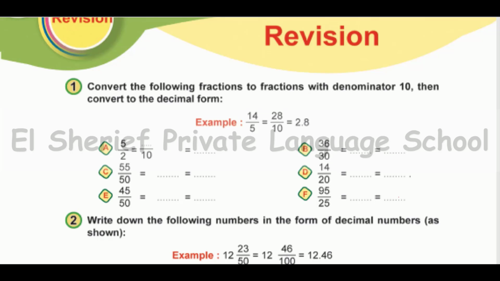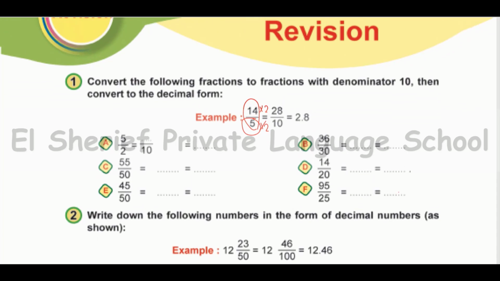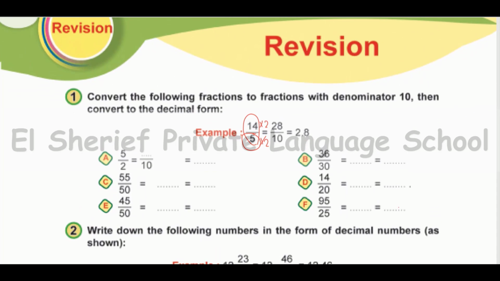For example, here we have 14 over 5. Here the denominator equals 5, so we multiply by 2. The numerator and denominator must be multiplied by the same number. So multiply 5 by 2 equals 10, 14 by 2 equals 28. Now we have the denominator equals 10.